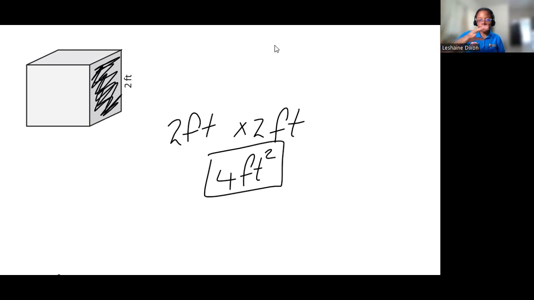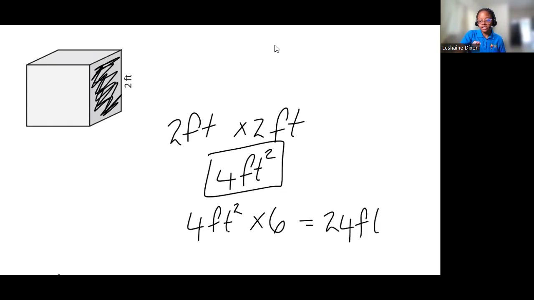Now, your surface area is just the area of all the surfaces of your object. So imagine you have a cube in your hand. Your surface area is the area of all 6 faces added together. So all I have to do is 4 feet squared multiplied by 6, and that gives me a total surface area of 24 feet squared.